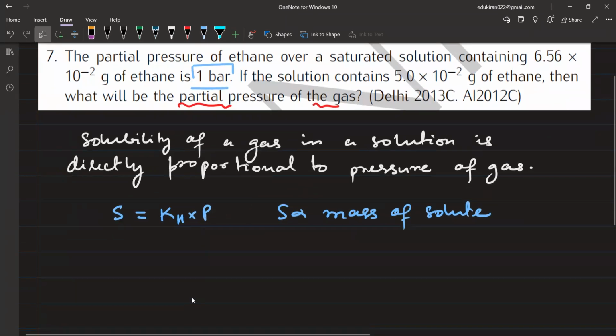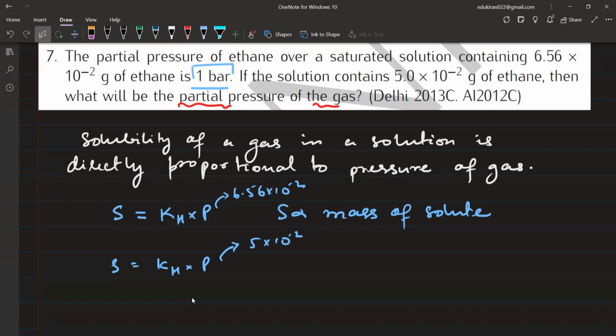Now in this case, what I can write, we can write this equation: solubility will be equal to KH into P. And this is for, let us suppose, 6.56 into 10 to the power minus 2. And the second, solubility is equal to KH into P. This equation is for 5 into 10 to the power minus 2. Now I can also write solubility is directly proportional to mass of solute. Or these two equations, what can we do? We can equate them, right? So what I can write here, solubility is equal to KH into P, and that is why the pressure will be equal to how much? Pressure will become 1. KH will cancel out from here.